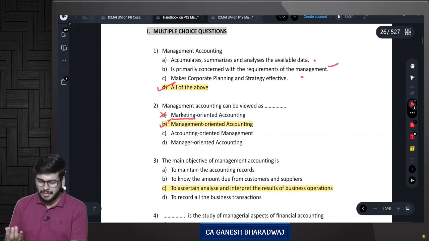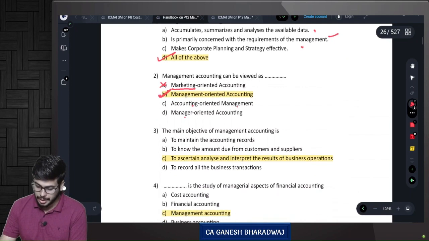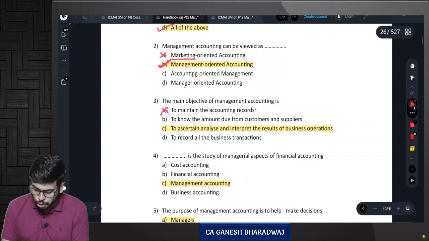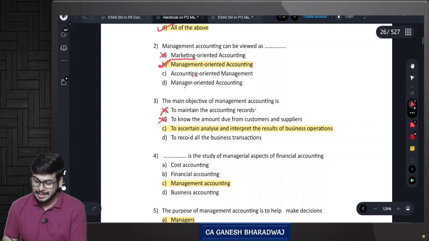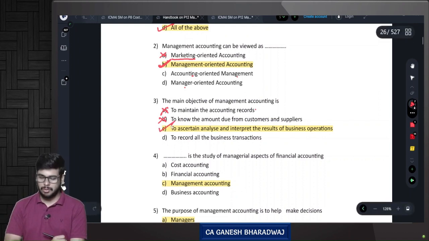Yes, so some very, very easy things have been given. Accounting oriented management, manager oriented accounting. Obviously, they have just given some permutation combination, but you know it is management oriented accounting. Then the main objective of management accounting is to maintain accounting records. Absolutely not. That is the scope of financial accounting. To know the amount due from the customers and suppliers. Absolutely not. Now, to ascertain, analyze and interpret the results of the business operations. Absolutely. C is the only right answer.